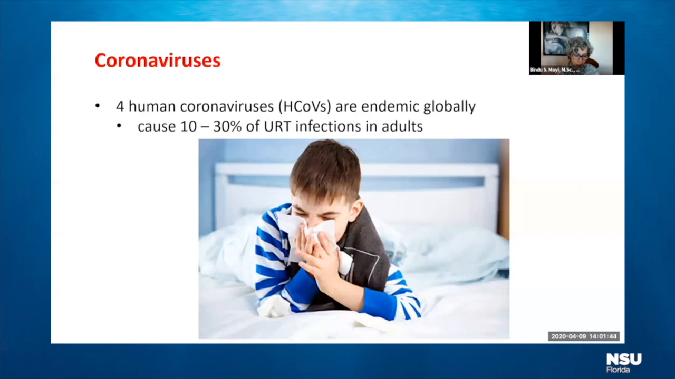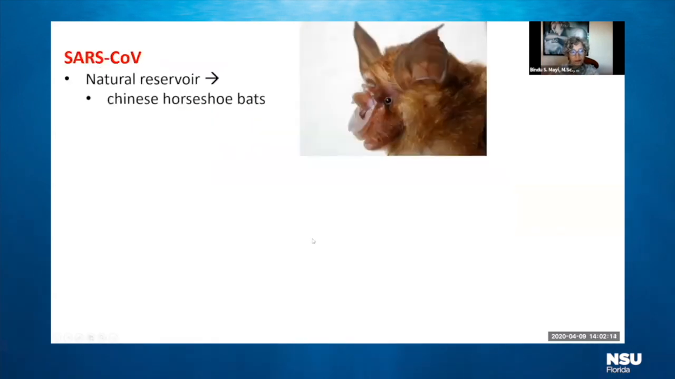Before we talk about the virus, I want to mention that coronaviruses have been around for a while, and there are now 7 members which are endemic globally. That means we see infections every single year all over the world, and they cause about 10 to 30% of upper respiratory tract infections. What that means is just a cold. So this is the second most common cause of the common cold, the first one being rhinovirus. Okay, so just a cold, no big deal.